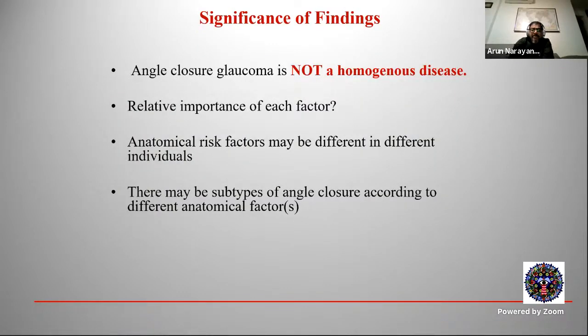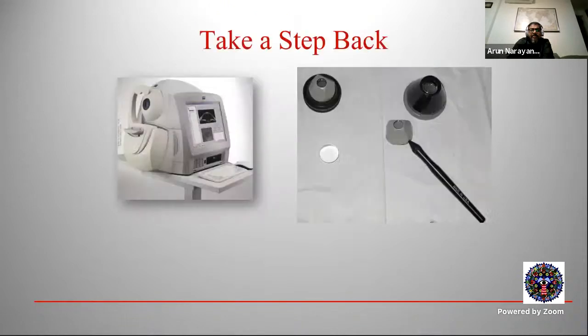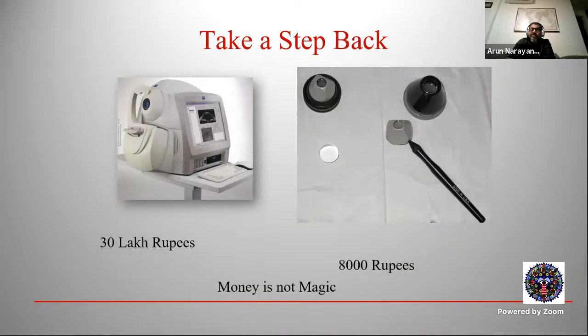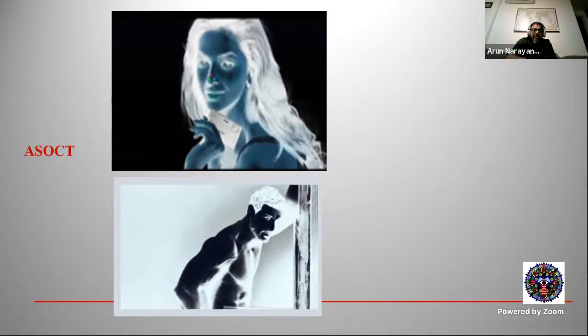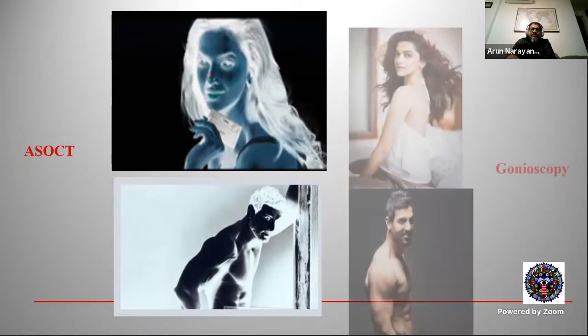I think this is a good time to take a step back now that we've reviewed a lot of expensive technologies, and to look at what does it really offer. Now, you look at the cost, this is what it is. And let us have a critical look at what the technology offers versus the clinical standard. Now, the AS-OCT essentially gives you a black and white image of this sort, right? And you make your inferences from this. Whereas gonioscopy, a very simple tool, gives you something like this.